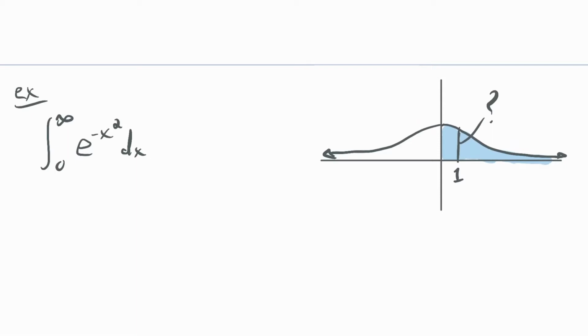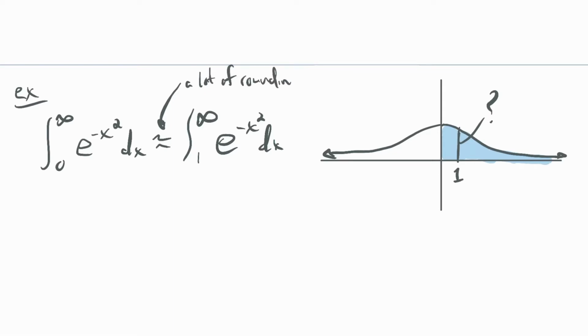Basically, I could say this is approximately the integral from 1 to infinity of e to the negative x squared. It's off by a little bit, but approximately, right? It's a lot of rounding, potentially. But we're asking, is it convergent or not? Is the value 10 or 10 trillion? I don't care. Is it convergent? That's what we care about right now.